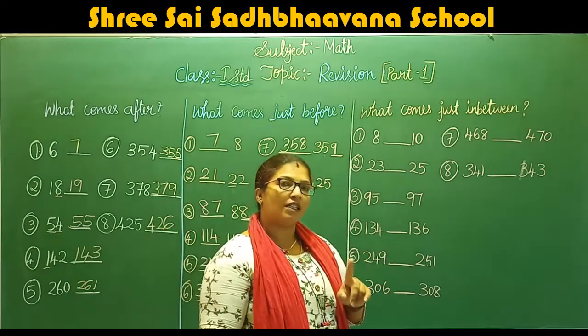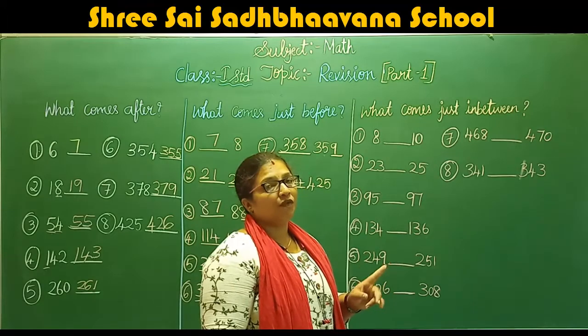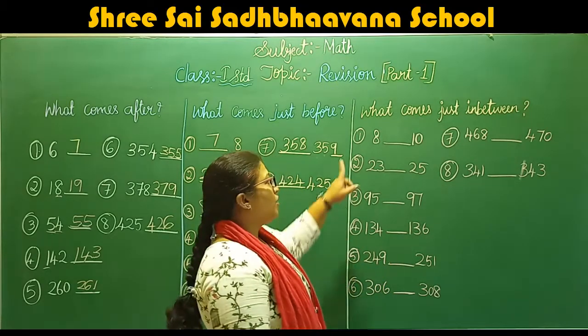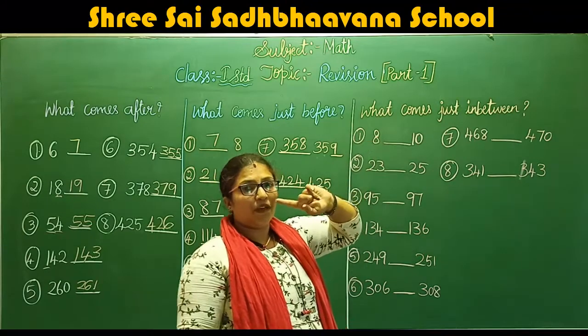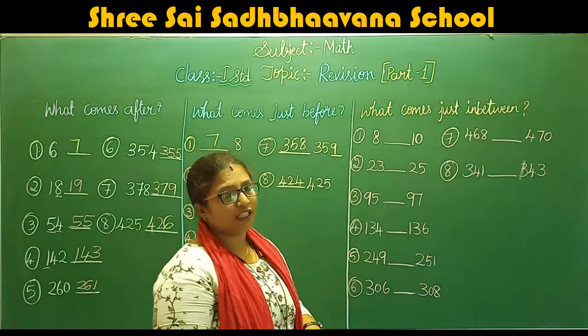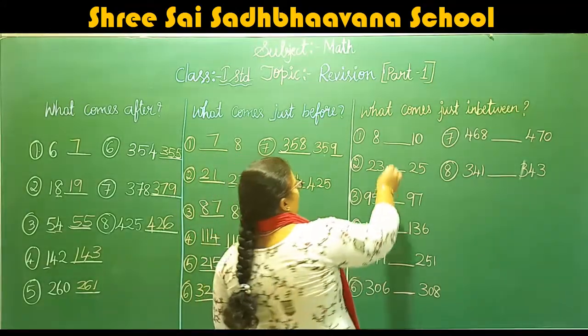You can see the ones place number. Which number do you have to see? The ones place number. So I gave a 1-digit number here. So 8 after 8, what is the number? 9.